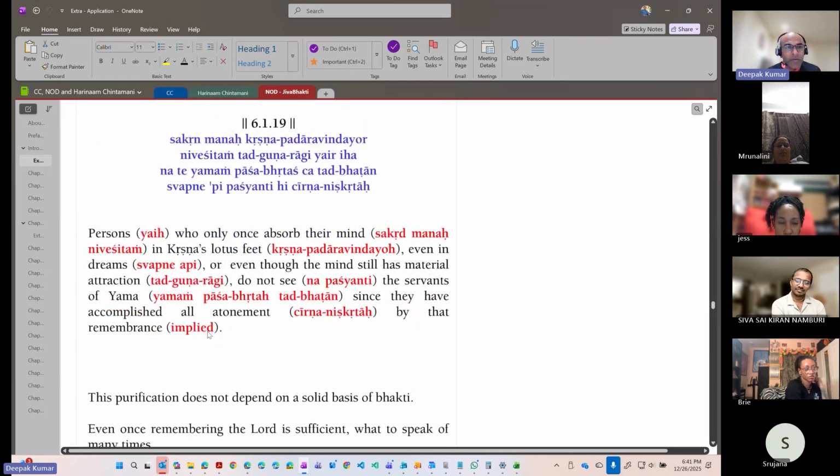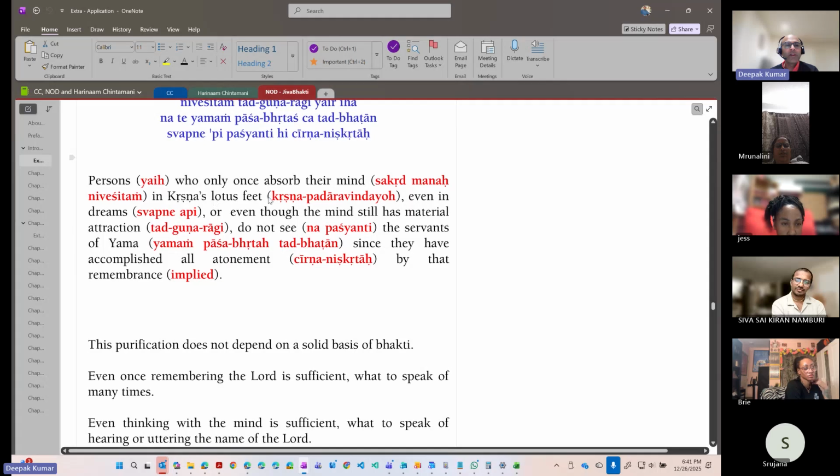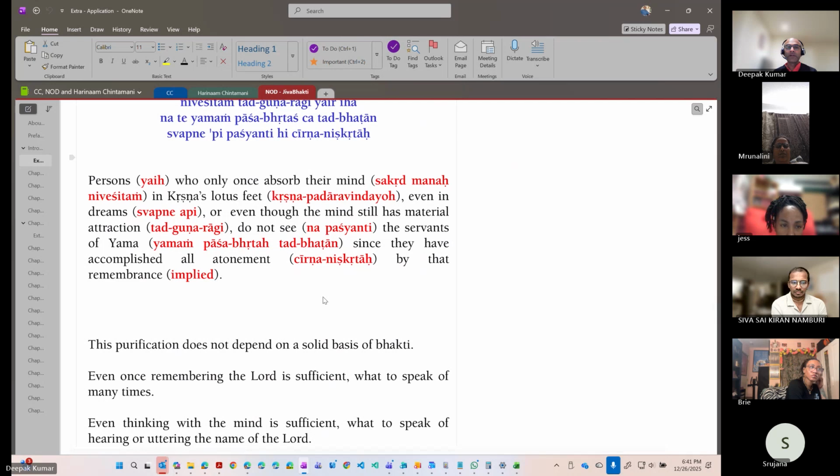While a person who only once absorbs their mind in Krishna's lotus feet, even in dreams, or even though the mind still has material attraction, does not see the servants of Yama, since they have accomplished all atonement. Wow, by that remembrance. Who only once absorbs their mind in Krishna's lotus feet. This is a big statement, Krishna's lotus feet.